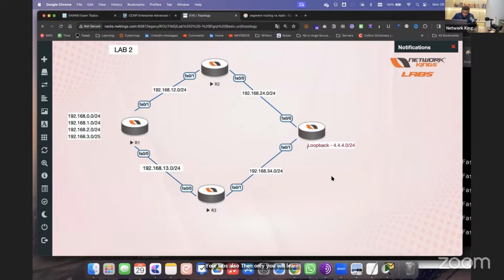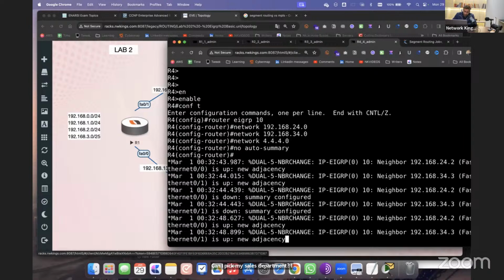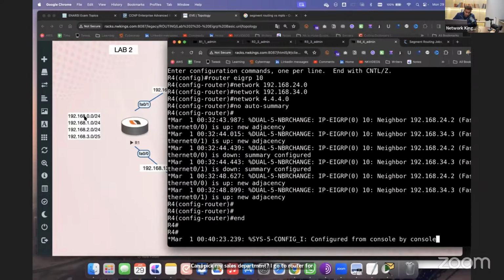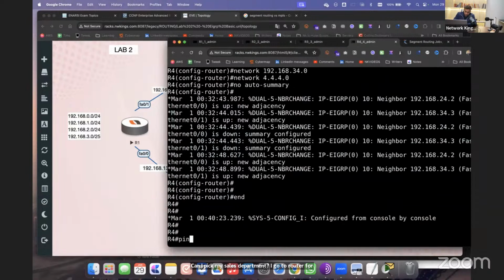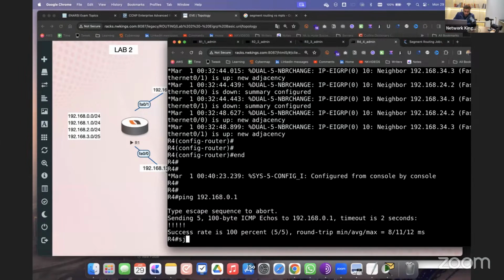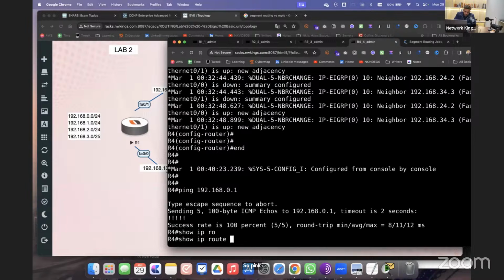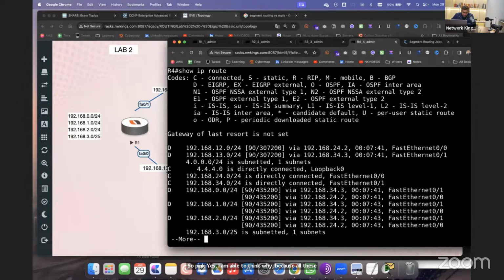Okay. My lab is already done. Now I'm just showing you that if you are on router 4, can I ping my sales department? I go to router 4 and I ping my sales IP 0.1, right? So ping 192.168.0.1. Yes, I'm able to ping. Why? Because all these networks are coming in my router as EIGRP route.